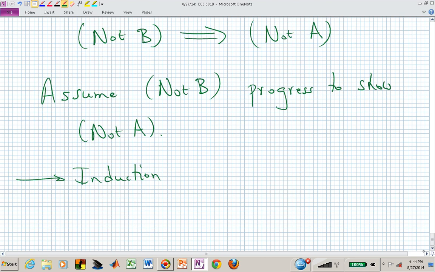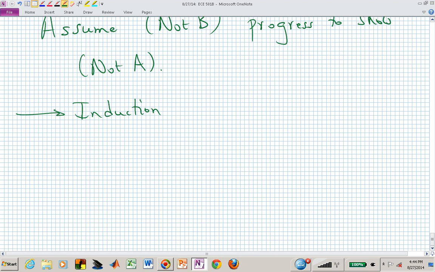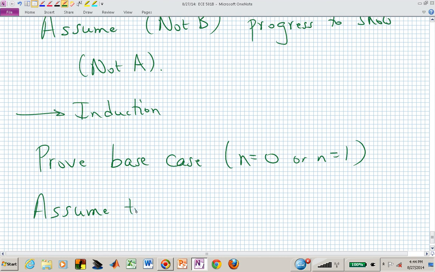Depending on what you're working with, sometimes a proof by induction is nice to use. In this case, you simply prove the base case, which might be the case when n is equal to 0 or n is equal to 1 or n is equal to 2. It depends on where you've started. Then you assume this relationship is true for n, where n is a generic n, and this is referred to as the induction hypothesis.